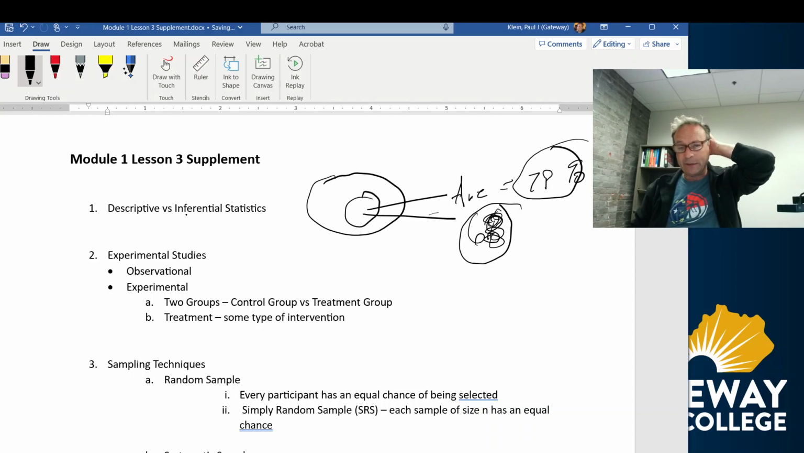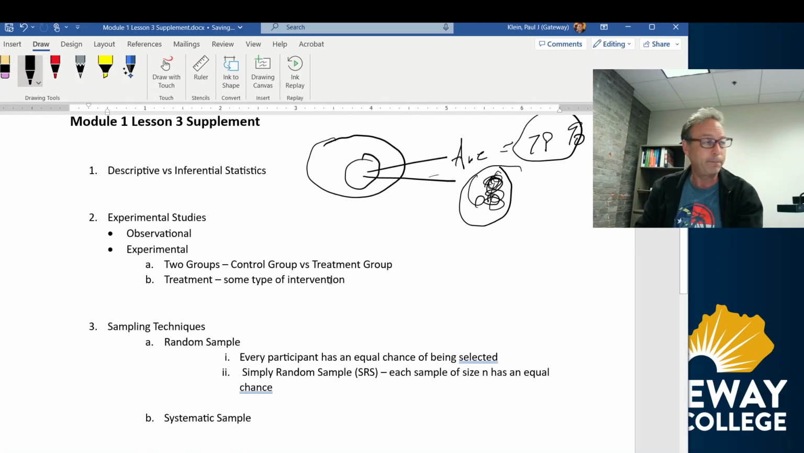Inferential statistics, on the other hand, is when you make a judgment. Like if I got 68% of this sample likes SUVs, I could make an inference and say, well, out of this population here, the majority of them like SUVs. That would be an inferential statement. All right, so let's move down a little bit.